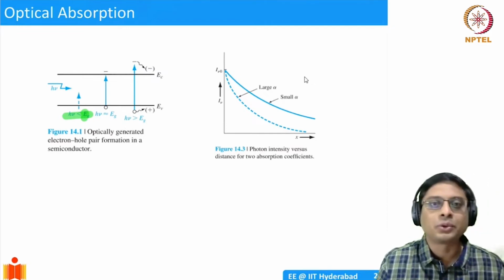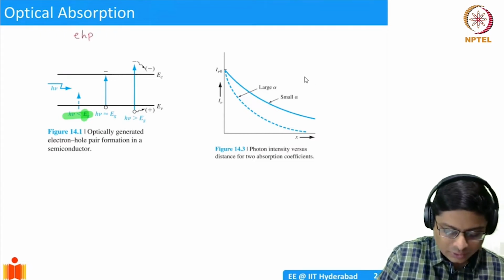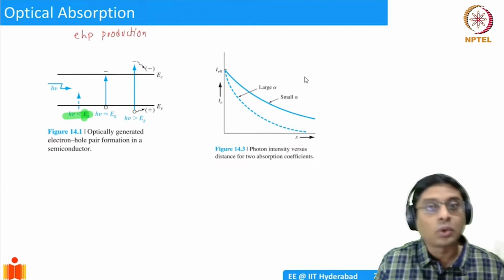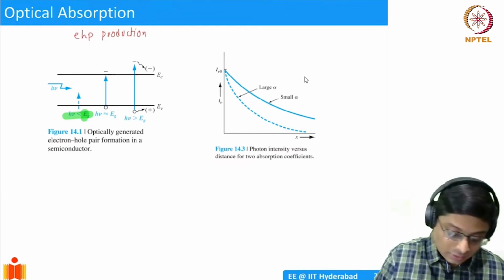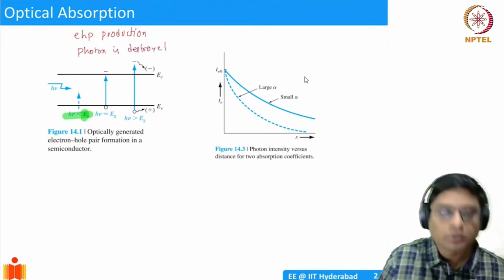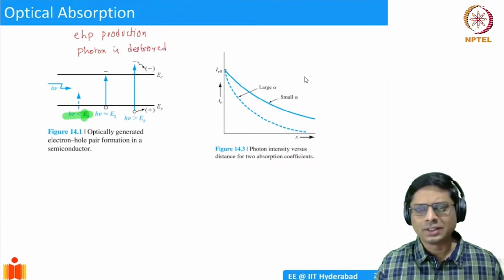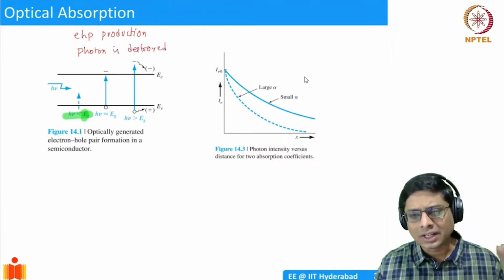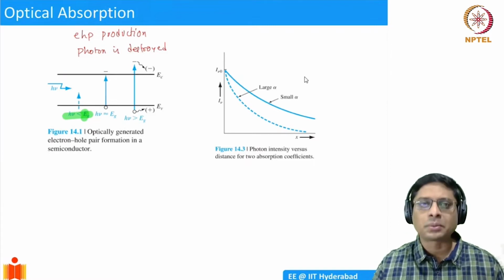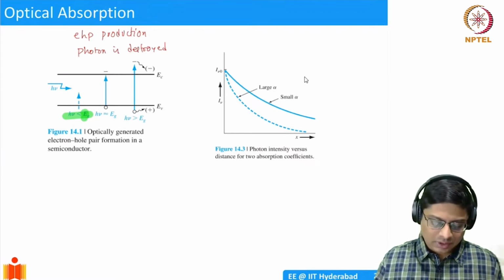What happens to the photon? Right. The first effect is you have electron hole pair production. And what happened to the photon? Well, the photon is annihilated. Photon is destroyed or annihilated. Right. There is no more a photon. The energy of the photon, right? Photon is essentially an energy packet. So the energy is consumed during the process of breaking the bond, and there is no more a photon, right? So the photon is destroyed.